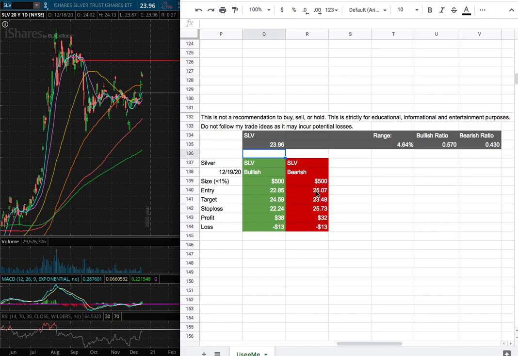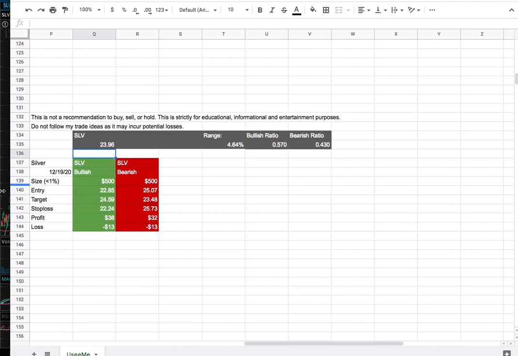However, if I were to open a short position, my entry is at $25.07, and that is this range here. My sell target is at $23.48, and my stop loss is at $25.73. So whichever entry price were to hit first, that will be my position of the week.